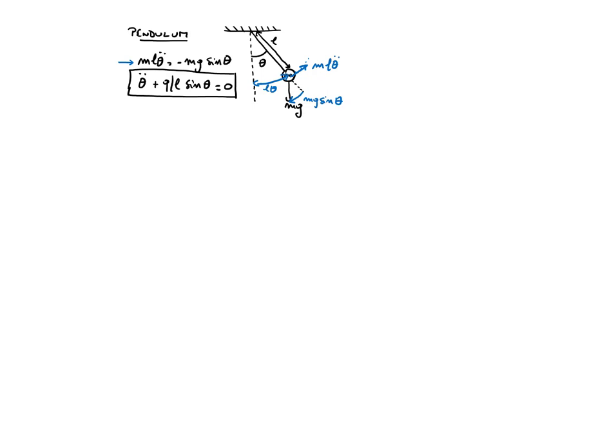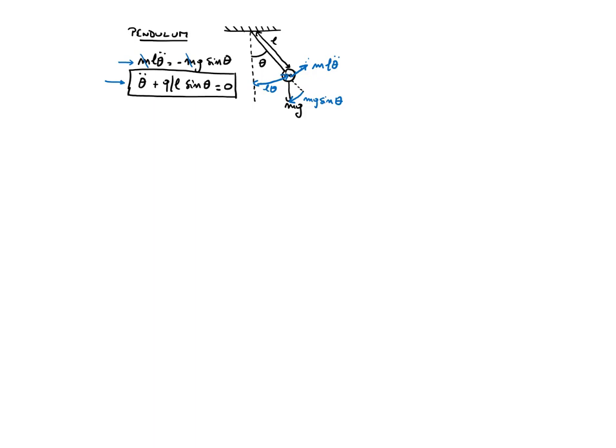It's acting in the other direction, so we have a minus, and it's mg sine theta. We can cancel out the m and rewrite it in this form. So this is the well-known equation of a pendulum. It is, of course, a non-linear differential equation, so at some stage we'll have to do some linearization, right?